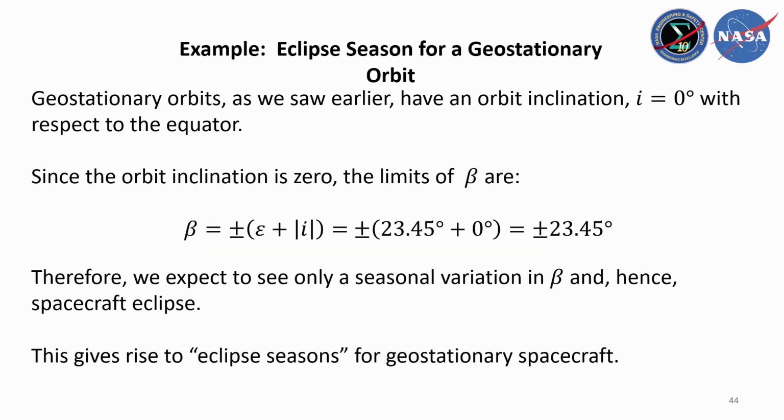Let's consider the geostationary orbit discussed in Part 1. As we saw, geostationary orbits have an orbit inclination of 0 degrees. That is, they lie in the Earth's equatorial plane. Since the inclination is 0, we see that the beta angles are limited to the range of about plus or minus 23.5 degrees. Because of the equatorial orbit, we expect to see only seasonal variation of beta and therefore eclipse periods. This gives rise to eclipse seasons for geostationary spacecraft.